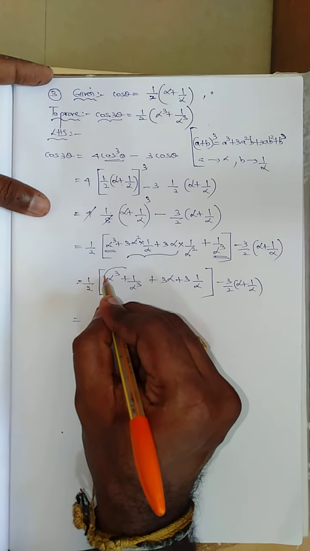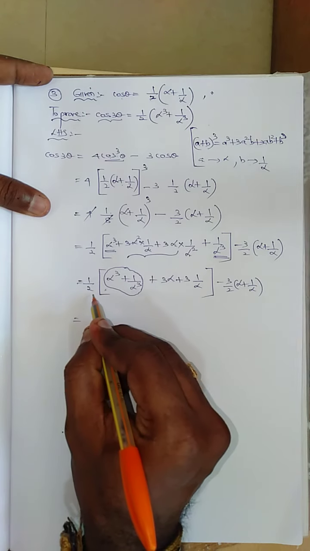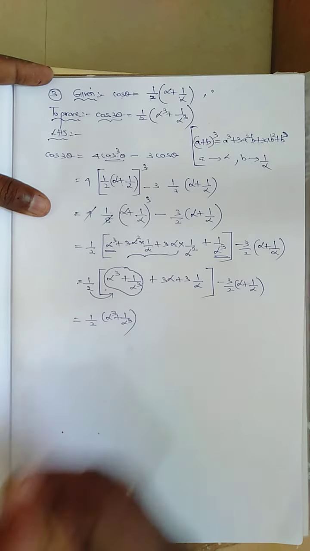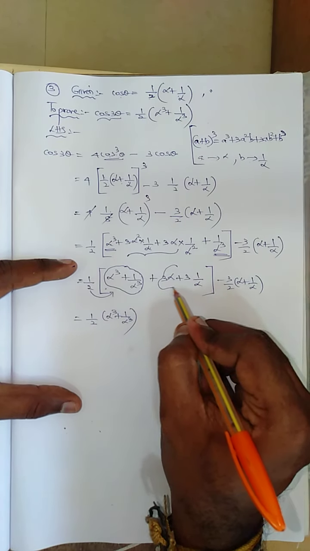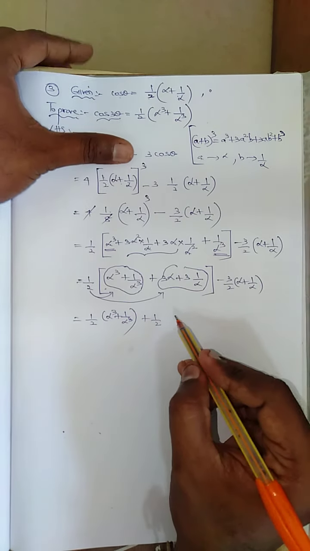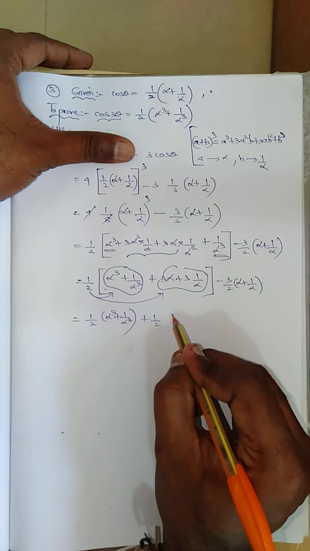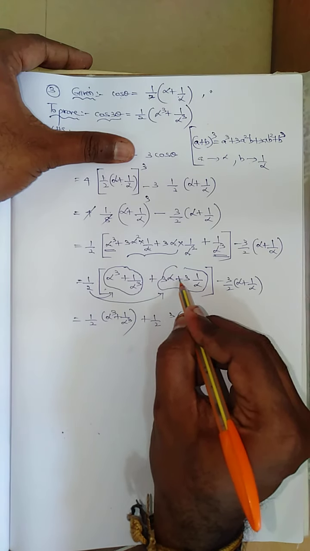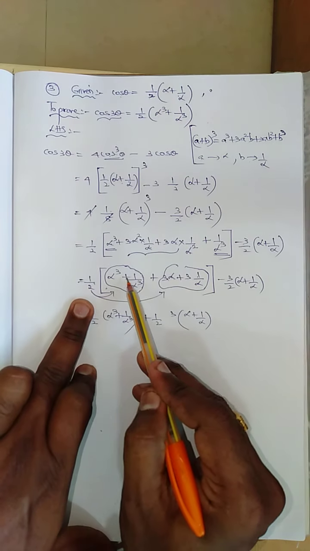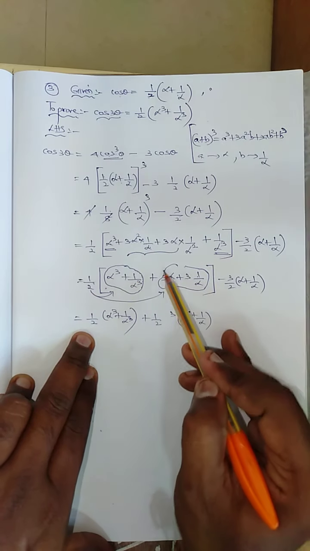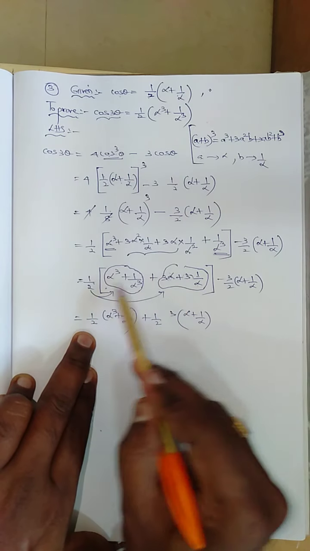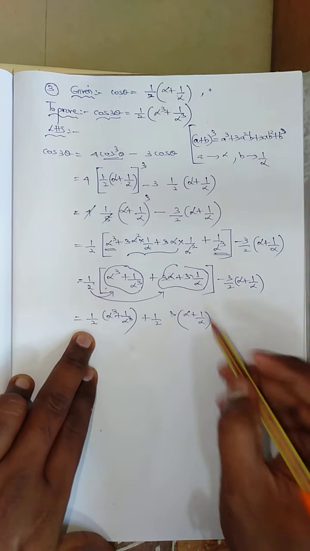So I am going to take this term as it is and multiply by 1 by 2. So 1 by 2 (alpha cube plus 1 by alpha cube), plus 1 by 2. What is common? 3 also common. Put 3 outside: (alpha plus 1 by alpha). Check it carefully. See here, 1 by 2 multiplied with alpha cube plus 1 by alpha cube. Here 3 is common, put 3 outside: alpha plus 1 by alpha, 1 by 2 also multiplied.